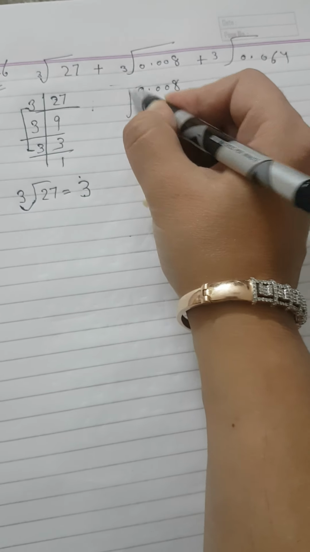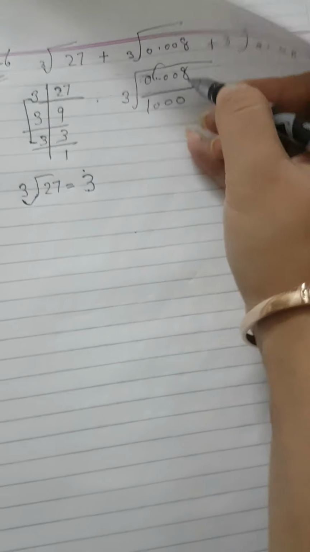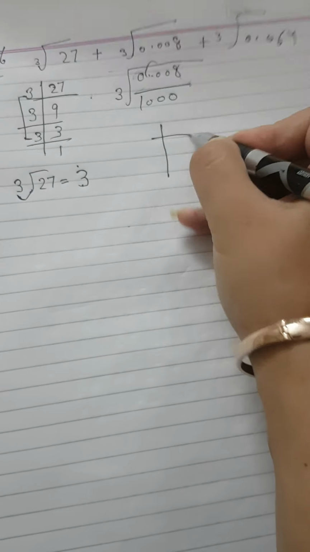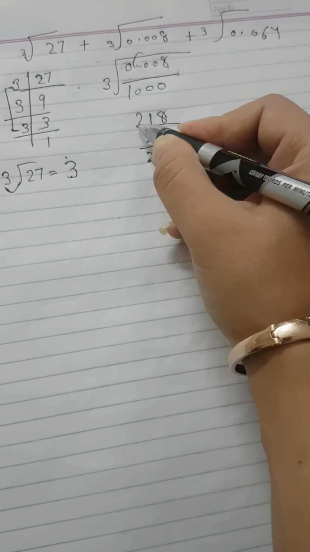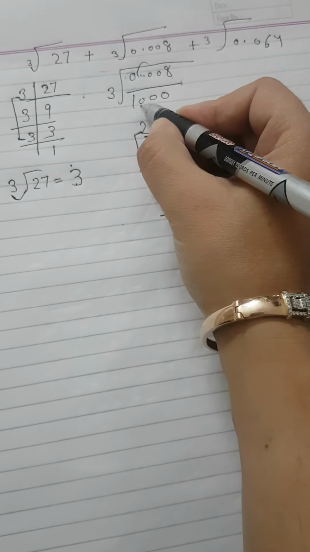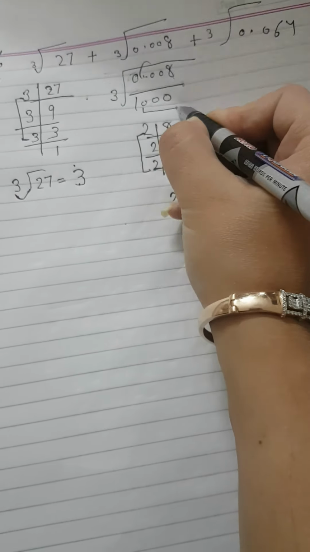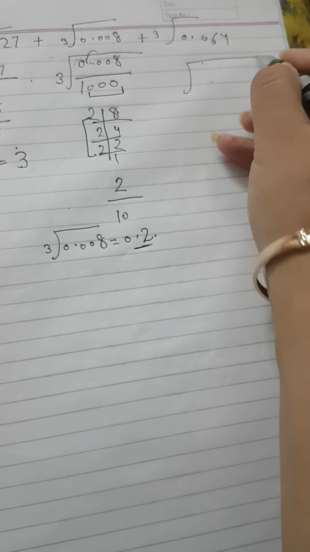0.008. So remove the decimal. This will give you 1008. So we will do the prime factorization of 8: 2 4s are 8, 2 2s are 4 and 2 1s are 2. That means I'll be having a pair of 2 below. When I'll pair the 0s, only one 0 will come, 2 by 10 which will give you 0.2. That means cube root of 0.008, what is the cube root of 0.008? 0.2.